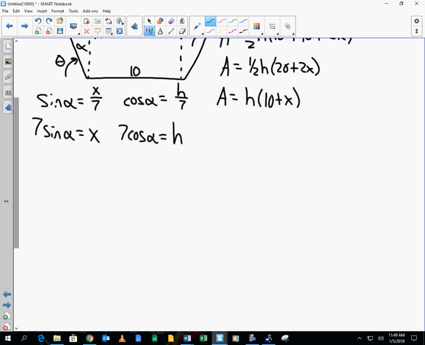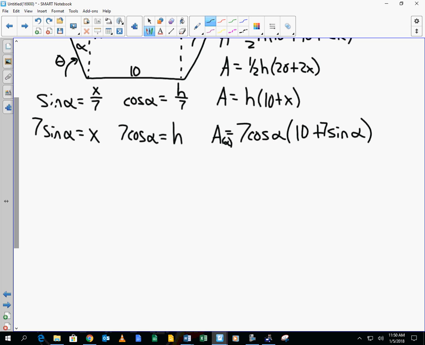One sine and one's cosine. So I now have the area is equal to, h is 7 cosine of alpha times 10 plus sine of alpha. Whoops, sorry. So look at what we have. We have the area now in terms of alpha. I mean, that's a pretty cool thing, isn't it? We just got rid of our x's, our h's, anything else, and we have alpha involved.